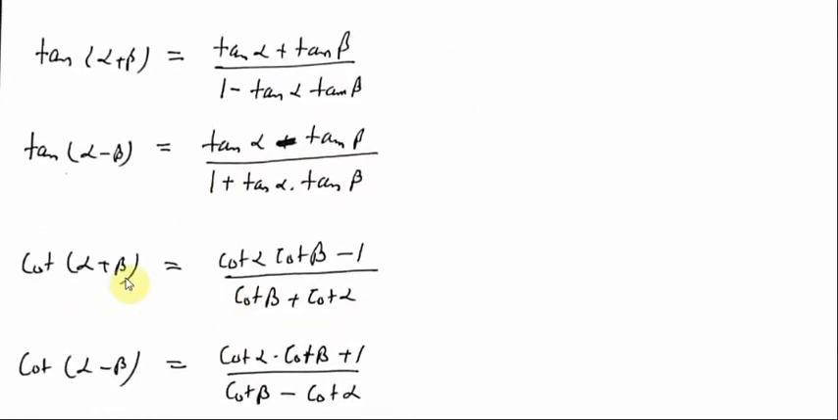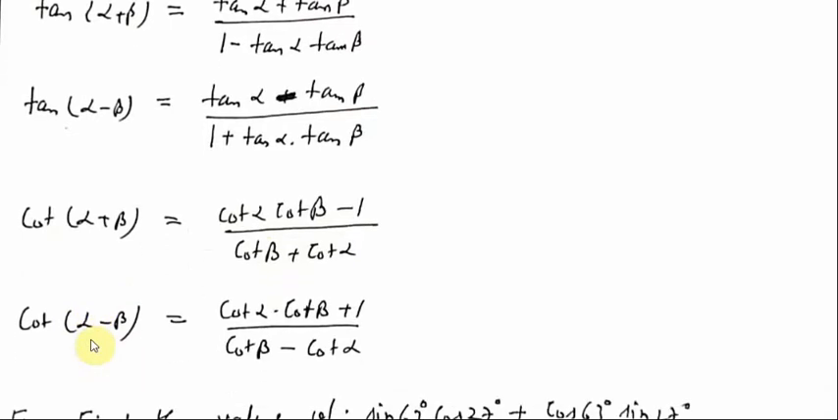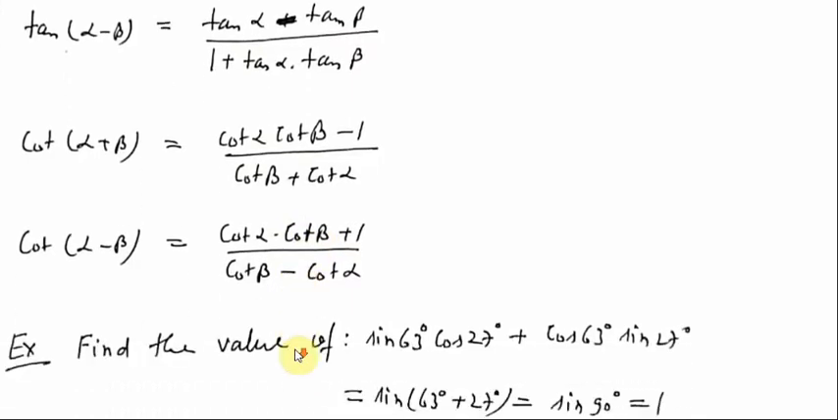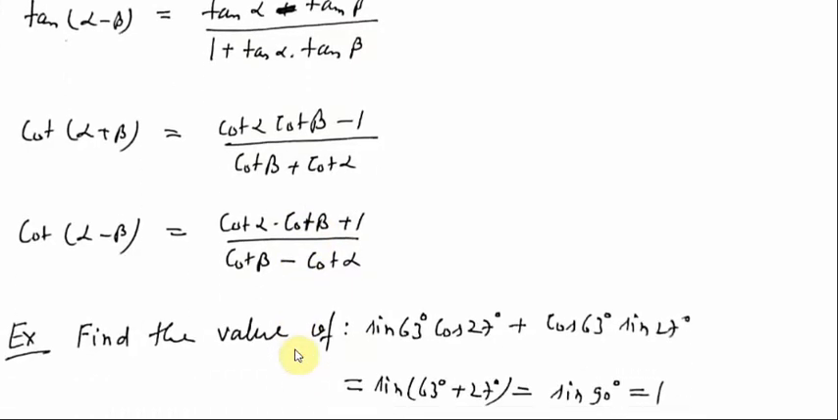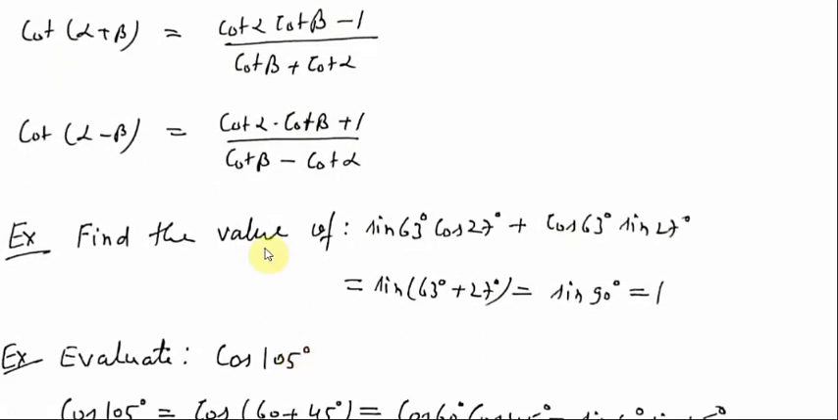Now the cot (alpha plus beta) formula identities. Cot (alpha plus beta) is (cot alpha cot beta minus 1) upon (cot beta plus cot alpha), and cot (alpha minus beta) is equal to (cot alpha into cot beta plus 1) upon (cot beta minus cot alpha). So in case of plus, minus in the numerator and plus in the denominator. In case of minus, plus in the numerator and minus in the denominator. We will keep these things in mind. Now we will solve some questions based on these identities.